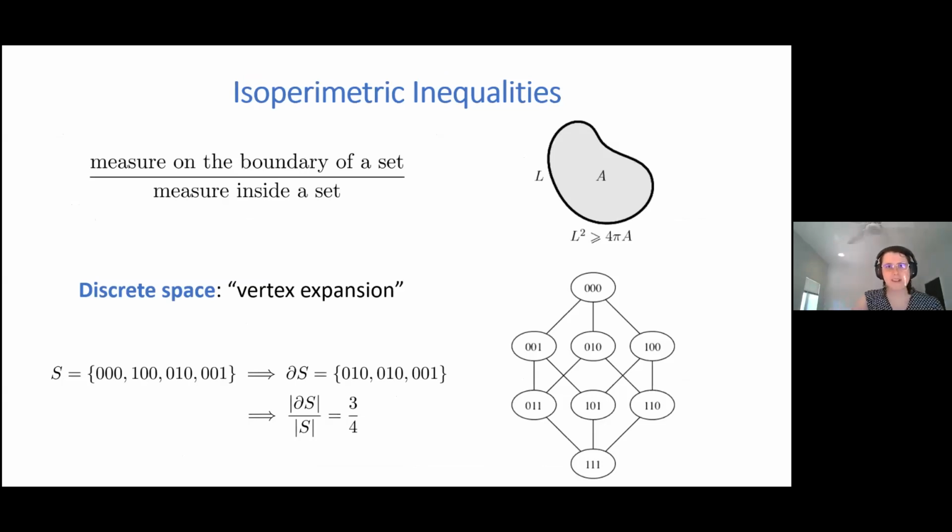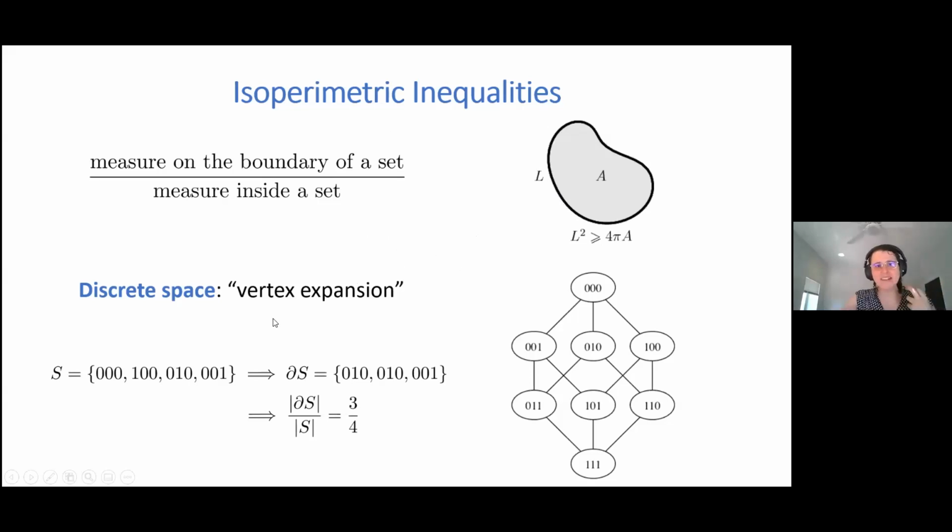So it's about an isoperimetric inequality for Hamiltonians. An isoperimetric inequality involves the measure on the boundary of a set, the ratio of the measure on the boundary of a set to the measure inside of a set, right? There's the idea of the circle being the shape in the plane that maximizes the area for a given perimeter. This is an isoperimetric inequality that is saturated by circles.